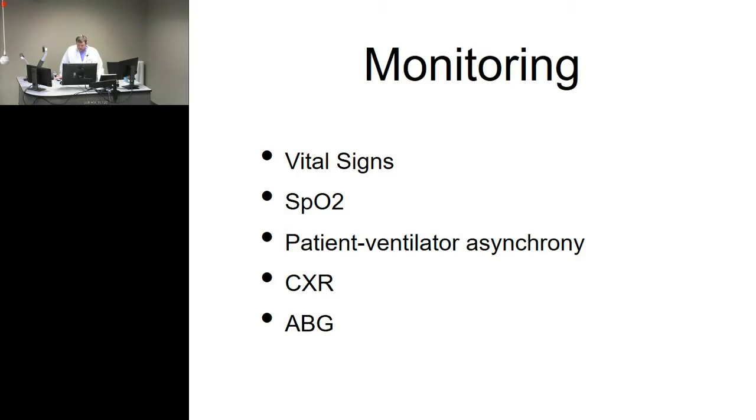And then the last part will be looking at the patient and the ventilator and how they interact. And we're looking for, is there any asynchrony, meaning is the patient struggling against the ventilator? Because ideally we set them up and they do really well. That doesn't always happen.